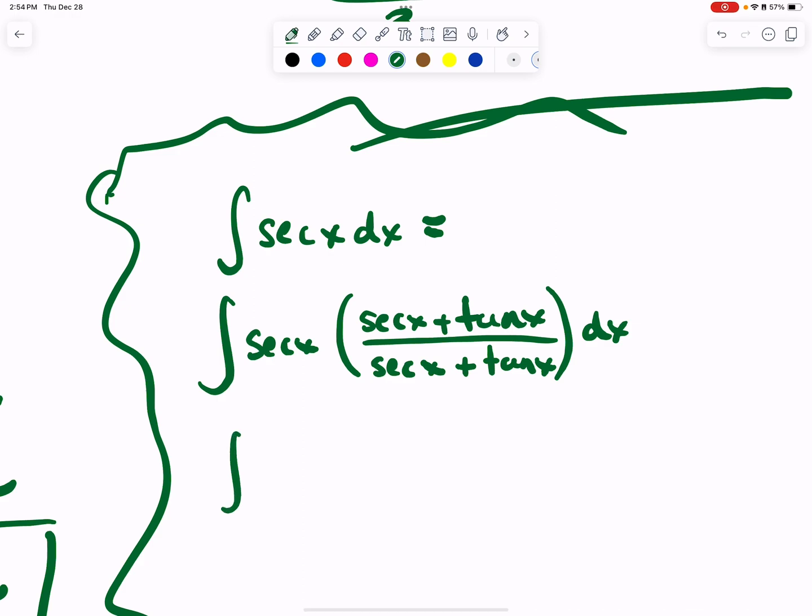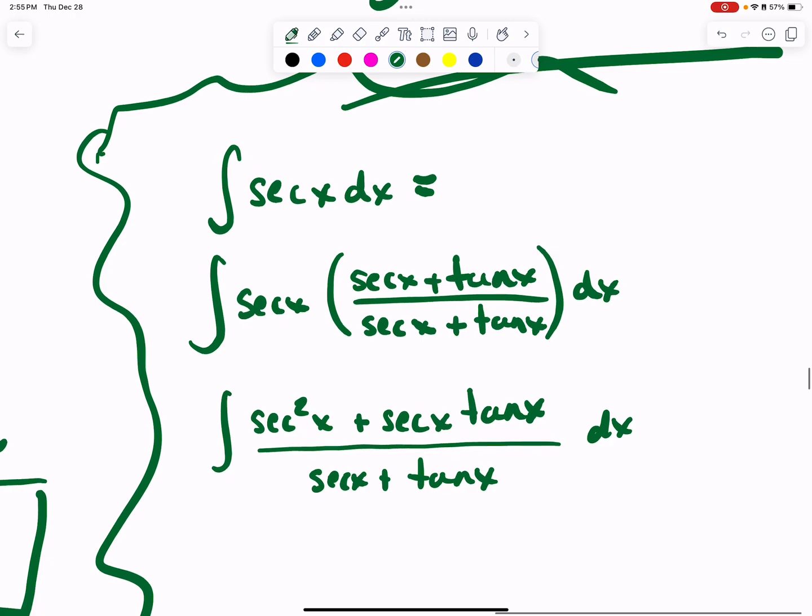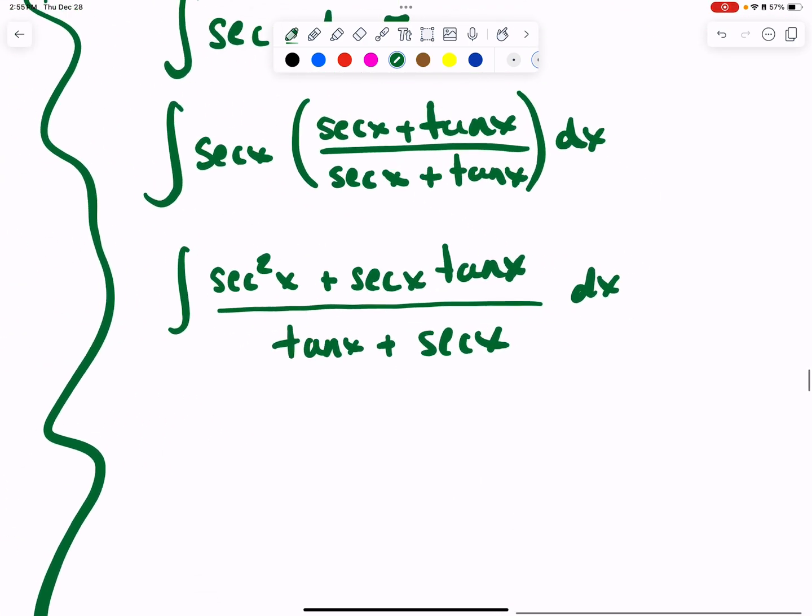If I distribute this numerator, I end up with secant squared x plus secant x tan x all over secant x plus tangent x dx. Now, hopefully, if you're looking at the numerator, let me rewrite this denominator this way: tangent x plus secant x. Do you see that the numerator is really the derivative of the denominator? The derivative of tangent is secant squared, the derivative of secant is secant x tan x. So I feel like I see a natural u sub now.